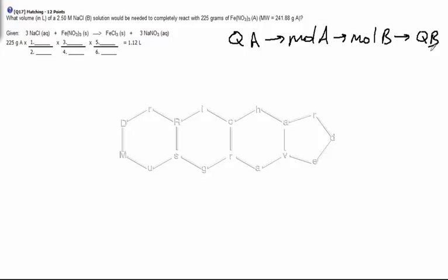So the Q's here are just quantities, so it doesn't really matter what we're starting with. Our first target is to find the moles of what we're starting with, then the moles of what we're looking for, and then the quantity of what we're looking for.